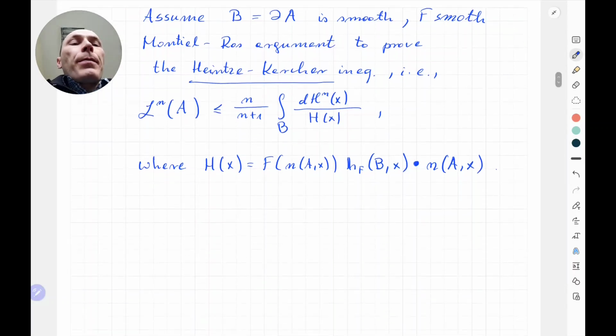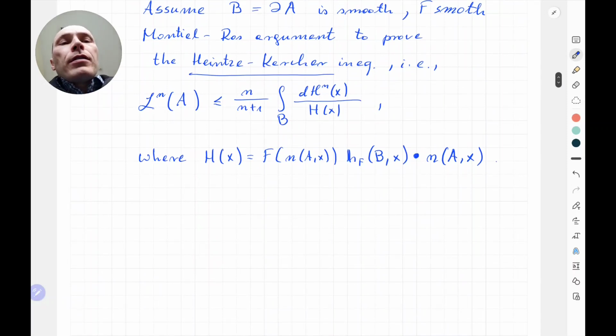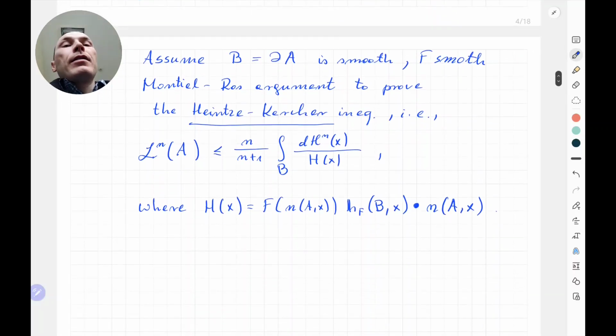The point is that equality holds if and only if A is a Wulff shape or a finite union of Wulff shapes, which will actually prove our theorem. So we need to prove that any critical point of the isoperimetric functional must satisfy this Heintze-Karcher inequality with equality, and if there is equality instead of inequality, then we will deduce it must be a Wulff shape or a finite union of Wulff shapes.